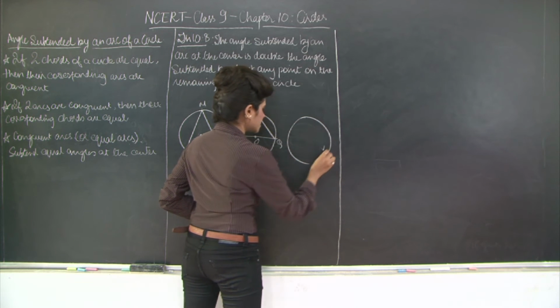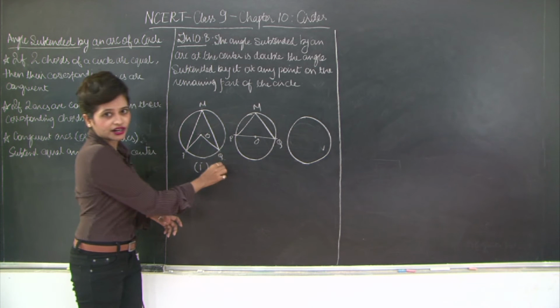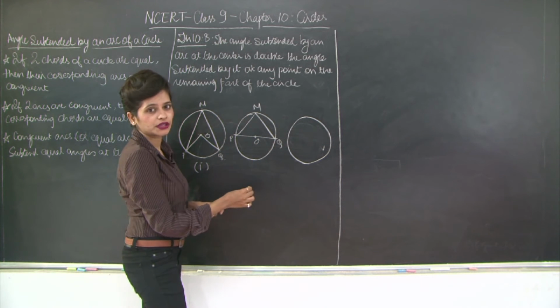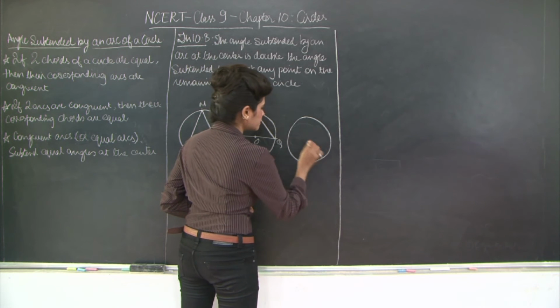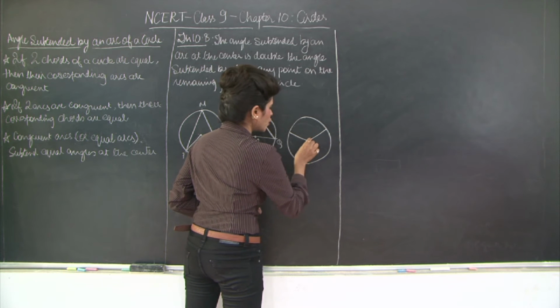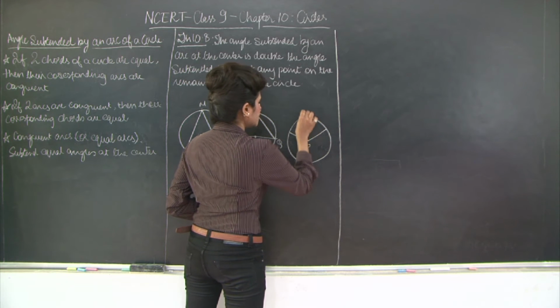Here we have taken PQ as the minor arc, then we took PQ as the arc of a semicircle. Now we will take PQ as the major arc. So let's say this is my point here, O, and PM is here.